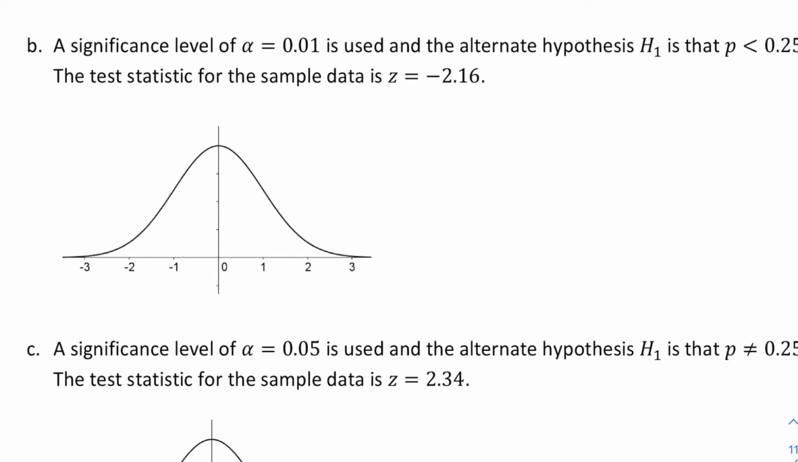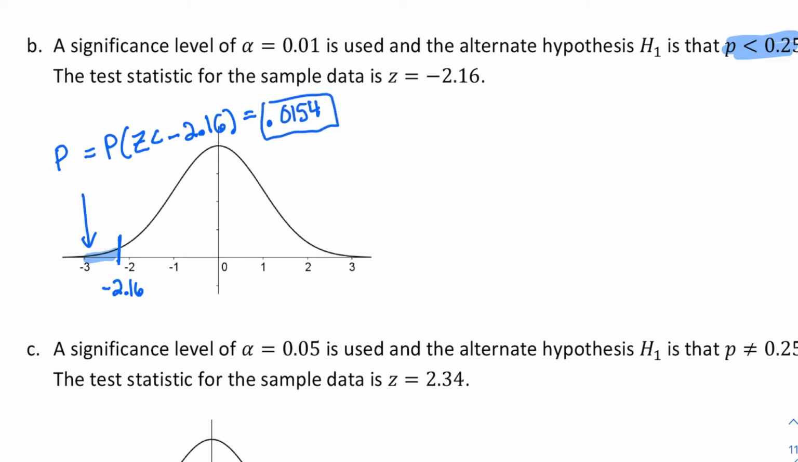Again, we're going to start with our test statistic of z equals negative 2.16, and then looking at our alternative hypothesis, which is less than. That's going to put my p-value to be the area to the left of that test statistic. So using my normal distribution, I can find the probability that z is less than negative 2.16, which I can just look at on my table and get 0.0154.